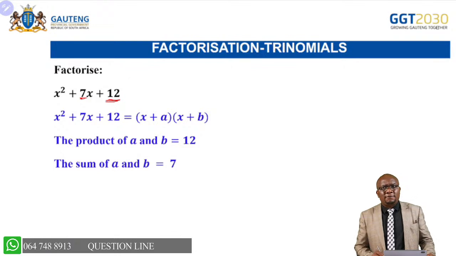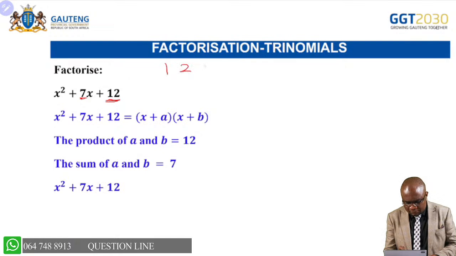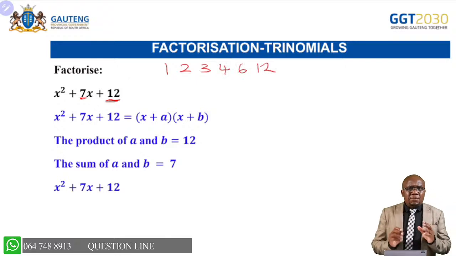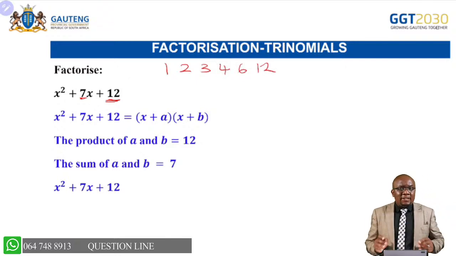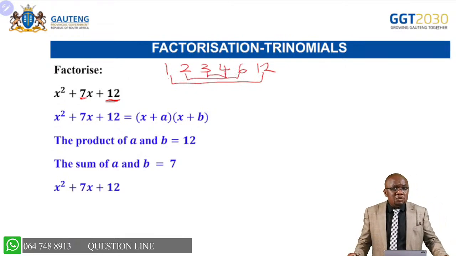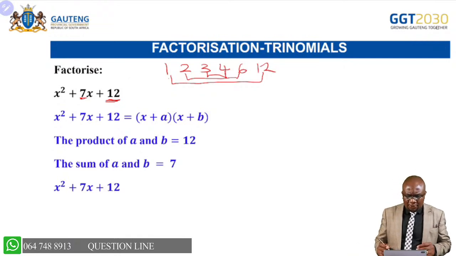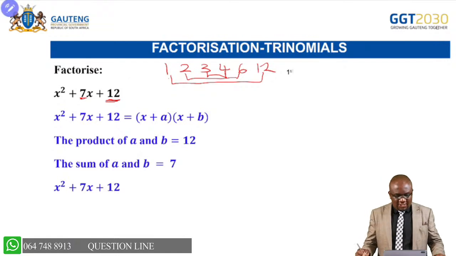Let's look for the factors of 12. 1, 2, 3, 4, 6, 12. Just pick any two that can give us 7 if we add them. Because 1 times 12 is 12. 2 times 6 is 12. 3 times 4 is 12. Let's pick any two. Can 1 and 12 give us 7? No. Can 2 and 6 give us 7? No. Can 3 and 4 give us 7? Yes. But let's see. Let's try it now. And then you use this method. You write your first term like this.